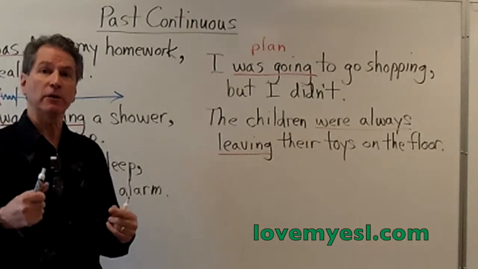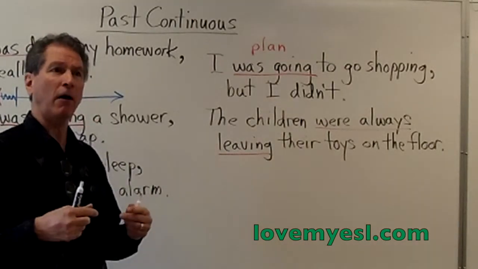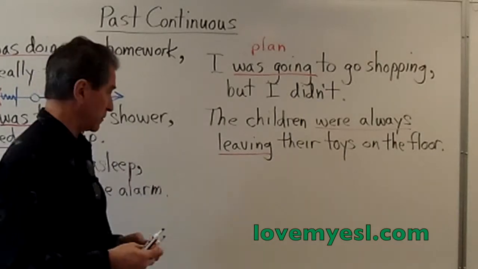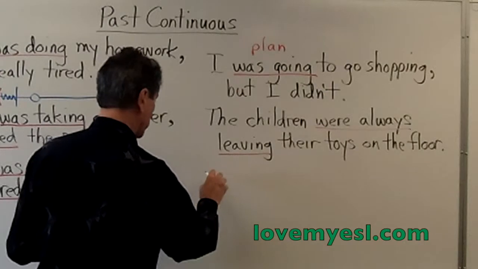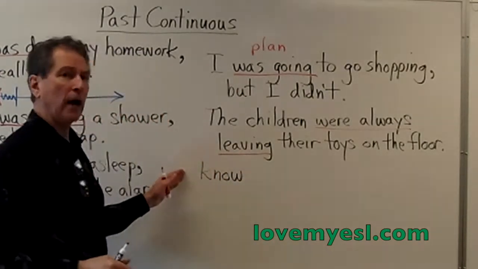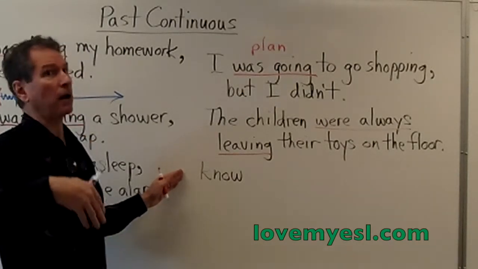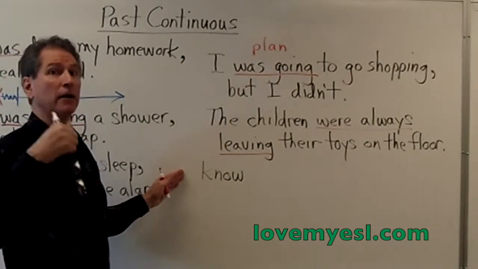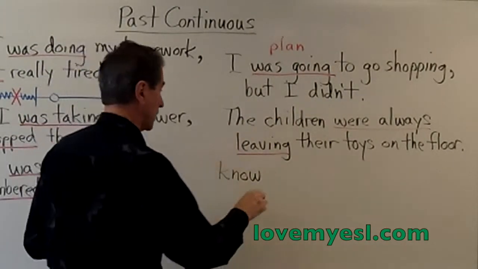With some verbs, you cannot use the past continuous. These are verbs that are non-action verbs. And the three verbs that students most often get wrong are the verbs know. So don't say, I am knowing the answer. You say, I know the answer. Not I was knowing the answer, but I knew the answer. Just use the simple tenses with the verb know.